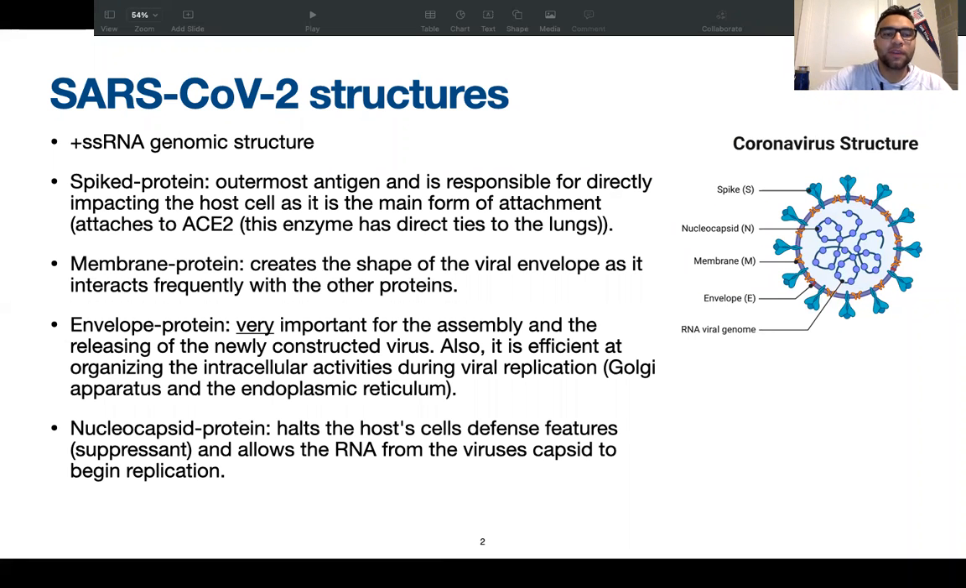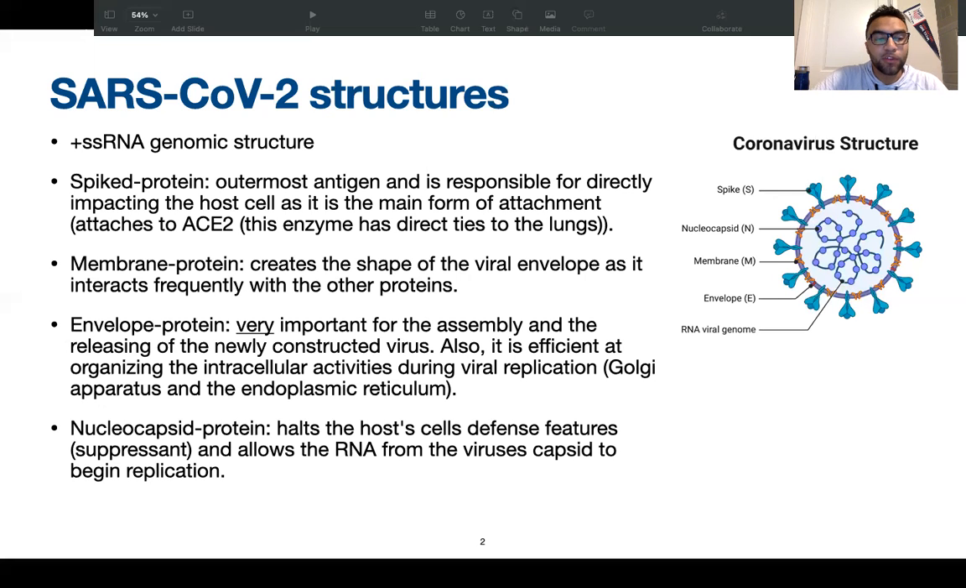All right, so just some basic COVID-19 structures. We know it is a positive single-stranded RNA genomic structure, and there are four main proteins to take into account. We have the S protein, the M protein, the E protein, and the N protein. The S protein, which is going to be the most crucial in this situation, is the outermost antigen and is responsible for directly impacting the host cell as it is the main form of attachment. This includes the S1 and S2 subunits, which we're going to talk a little bit about later on.